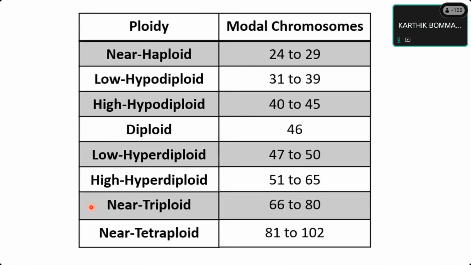High hyperdiploidy is the one with 51 to 65 chromosomes. It's called high hyperdiploidy. This is the one which has prognostic relevance. It literally has a good prognosis. So if it is 67 chromosomes, it is near triploid. Near triploid is a poor prognostic finding, and is almost always associated with low hypodiploidy.